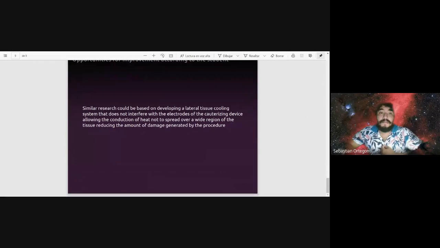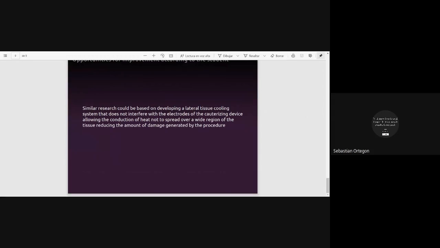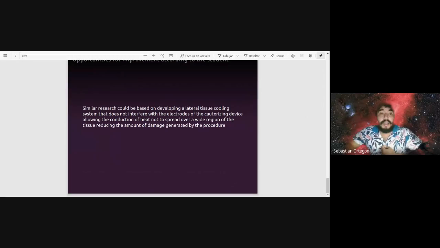Finally, the opportunity for improvement that I see is that a similar investigation could be based on the development of a lateral cooling system for the tissues that does not interfere with the electrodes of the cautery device, allowing heat conduction not to spread over a wide region of the tissue, reducing the amount of damage generated by the procedure.